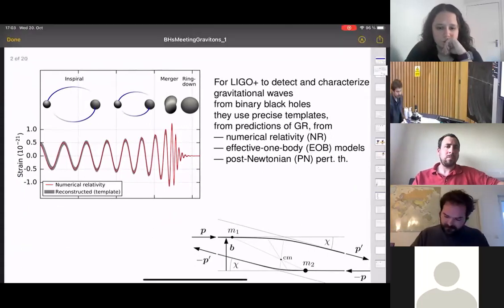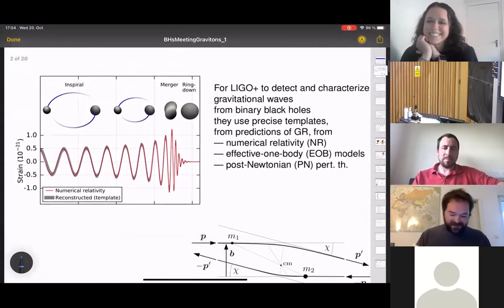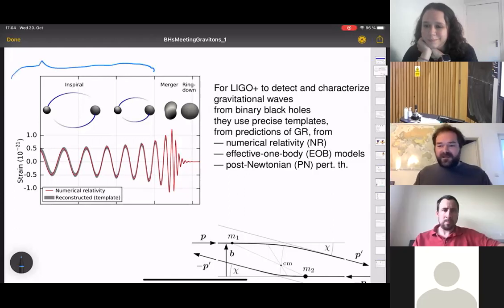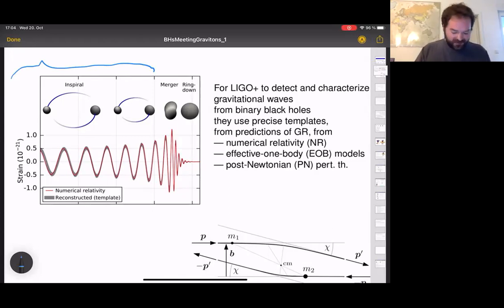And in fact, I'm going to focus on the boring part of a binary black hole evolution, the early in-spiral part. Of course, they also merge and ring down. An important point in gravitational wave physics is that the detectors like LIGO and friends, in order to even detect and especially to characterize gravitational waves from systems like binary black holes, must have precise templates from predictions of general relativity for what these waves should look like.